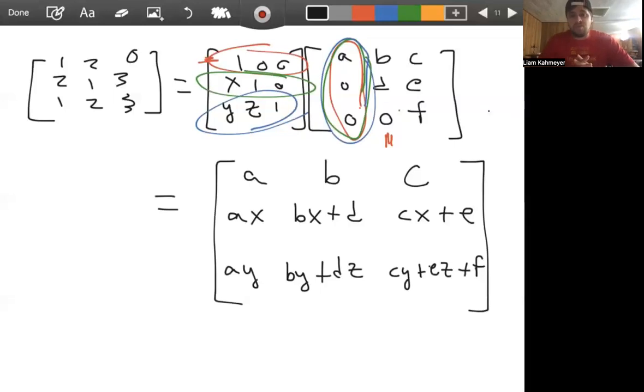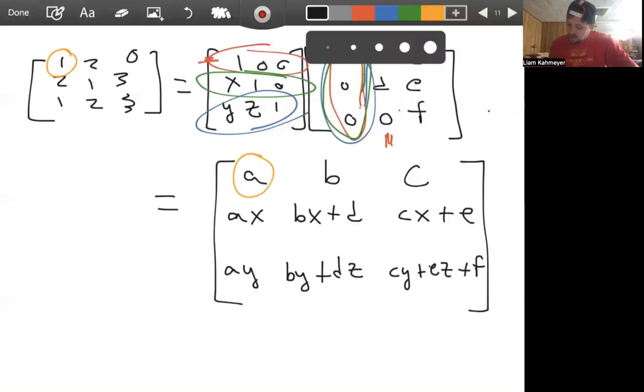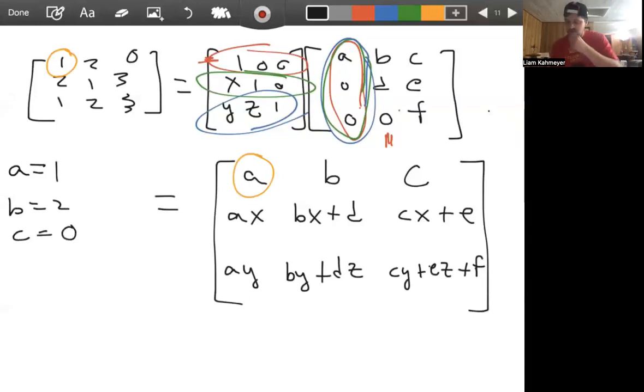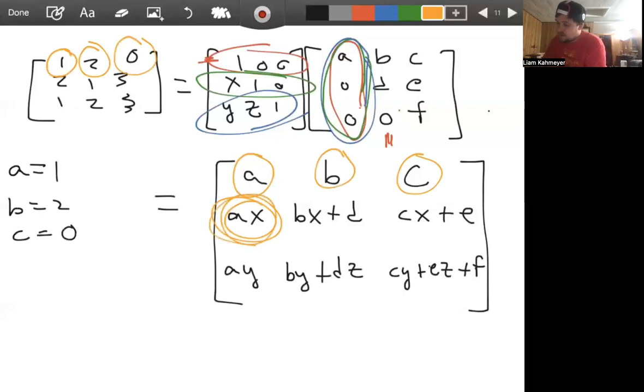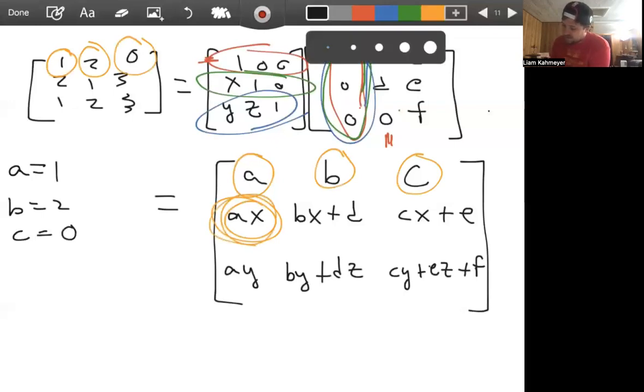Okay, and now what do we know? We know that these two matrices have to be equal, and if these matrices are equal, that means every entry is equal. So the 11 entry of the right-hand side has to be equal to the 11 entry on the left side. So we get A equals 1, B equals 2, and C equals 0. That's all from just setting equality component-wise. Now let's go to the 21 position here. We know A is 1, so that's really just X. But we know that X has to be equal to 2 then.